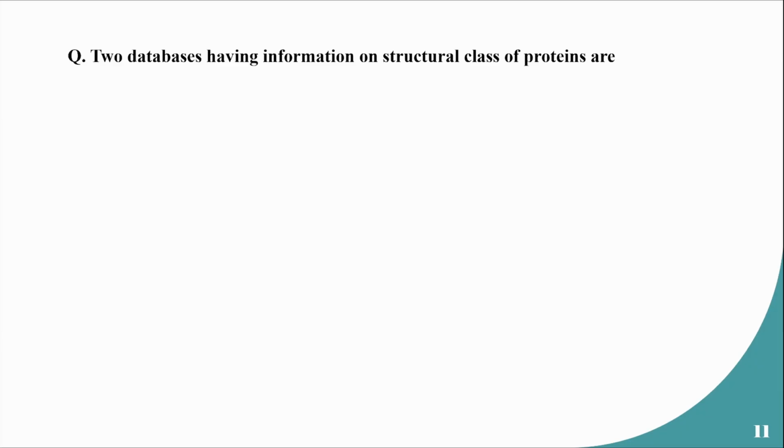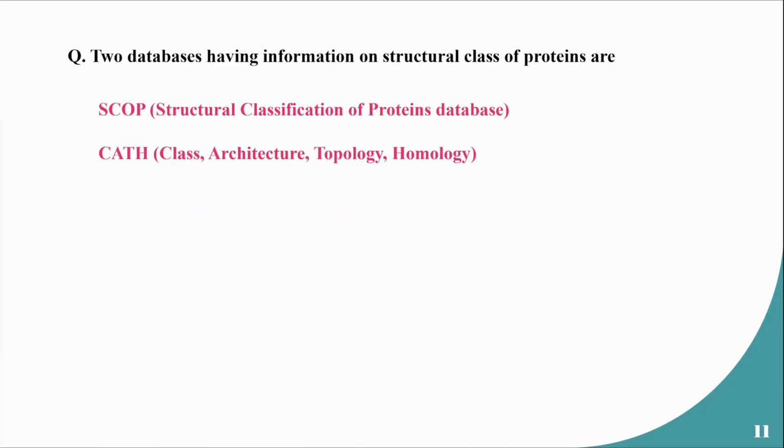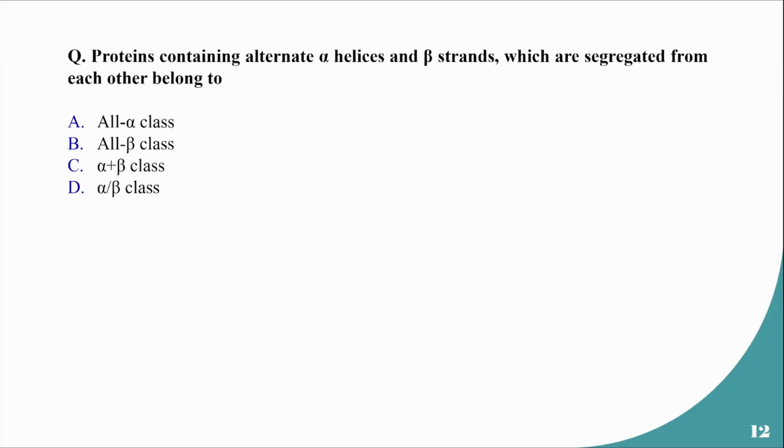But here, the question is asking about the two databases that Professor Gomiha also mentioned. SCOP and CATH: the Structural Classification of Proteins database, and Class, Architecture, Topology, Homology. These two databases have information on the structural class of proteins. Now, what kind of classes are we talking about here? Based on the prominence of the secondary structures present, and in some cases the patterns of secondary structures forming within that protein, the proteins can be segregated into different classes.